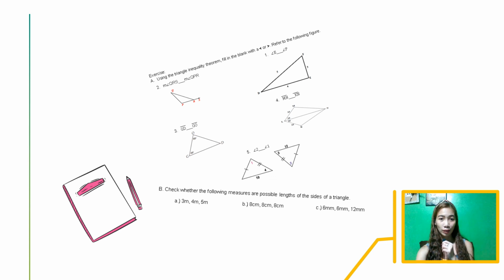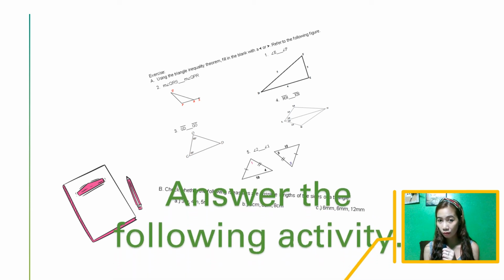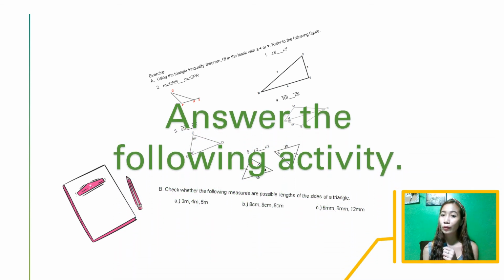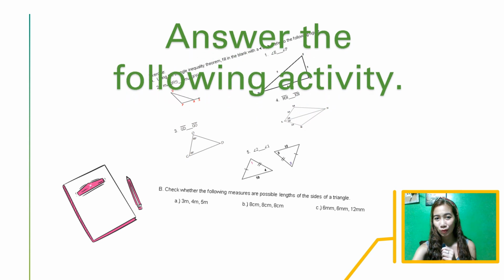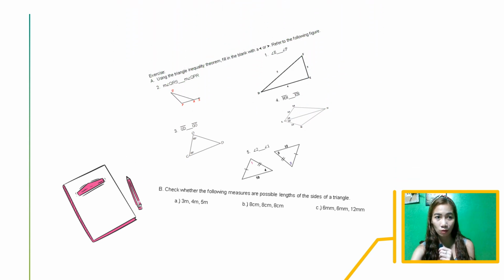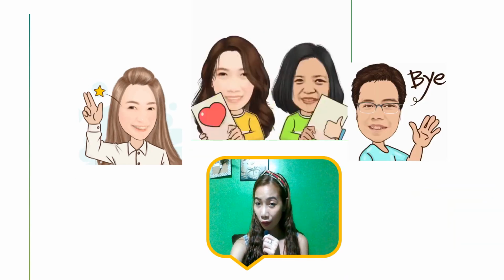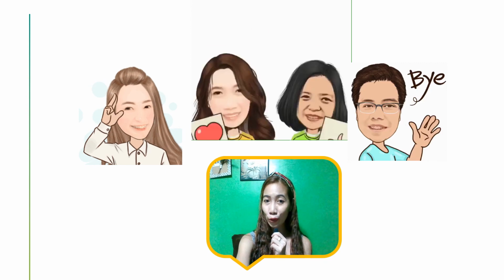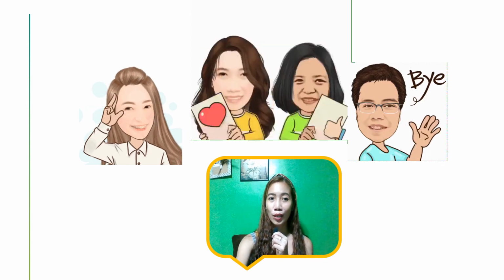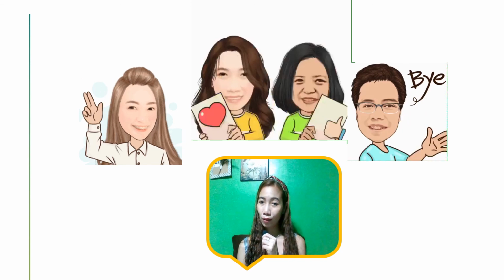Now you can answer those questions where you can apply the Hinge Theorem, or the converse Hinge Theorem. Just go back to your learning activity sheets. So that's all for our lesson 1 in our 4th quarter. That's all for the triangle inequality theorem.